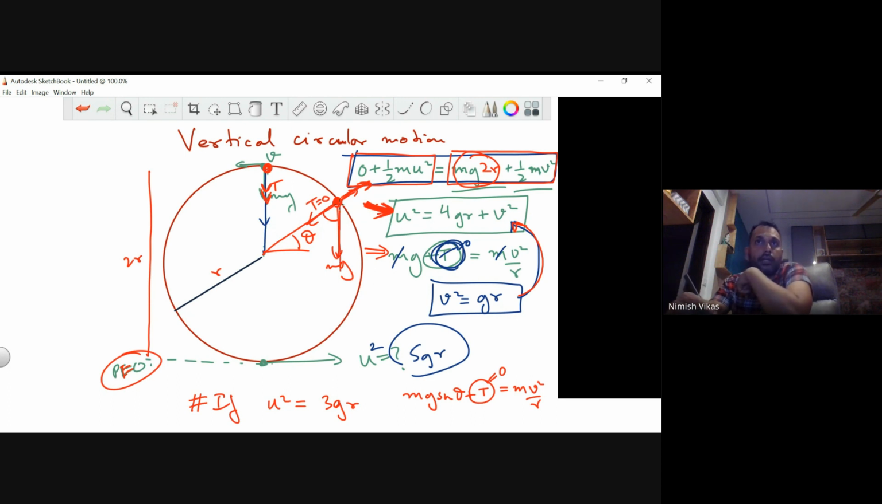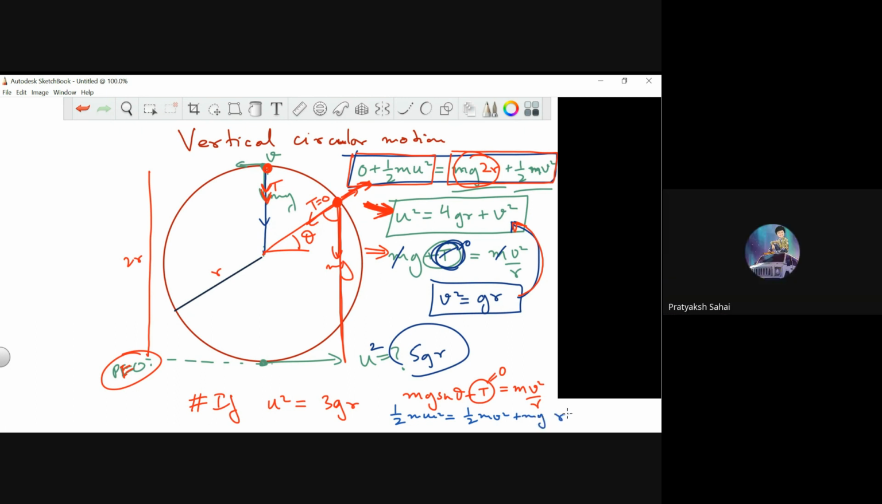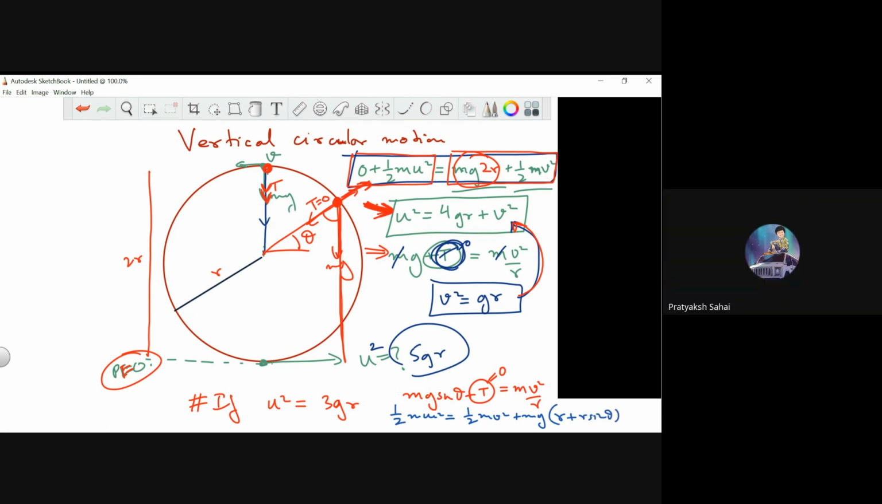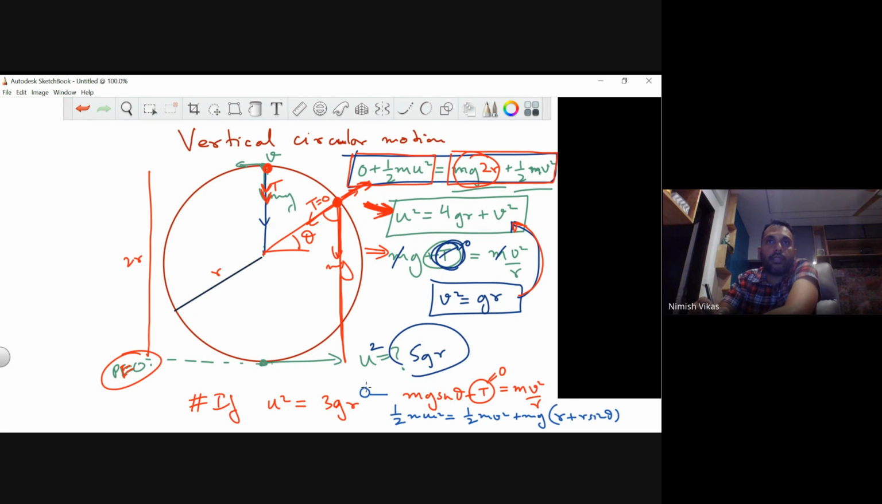The height, the energy equation. What is the energy equation? The energy equation will be half mu square at the bottom, and there the energy will be half mv square plus mgh. What is the h? Radius plus r sin theta, or not? Yes. So if somebody is able to write these two equations, end of story.